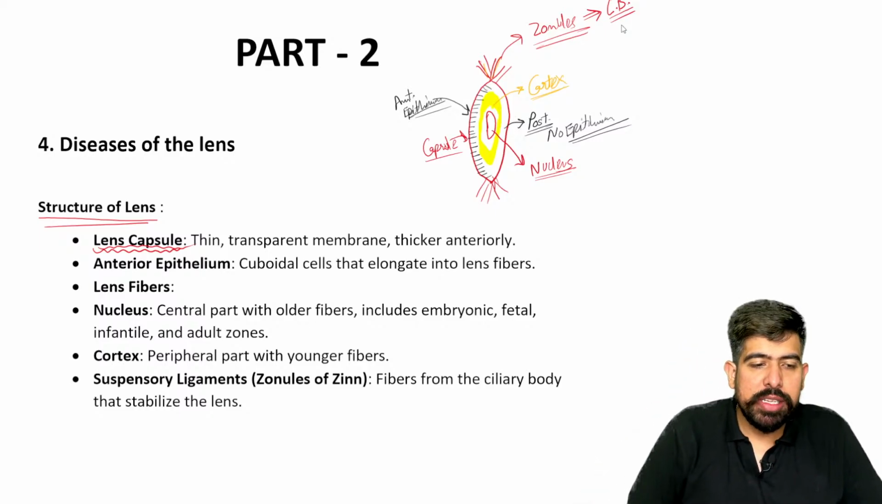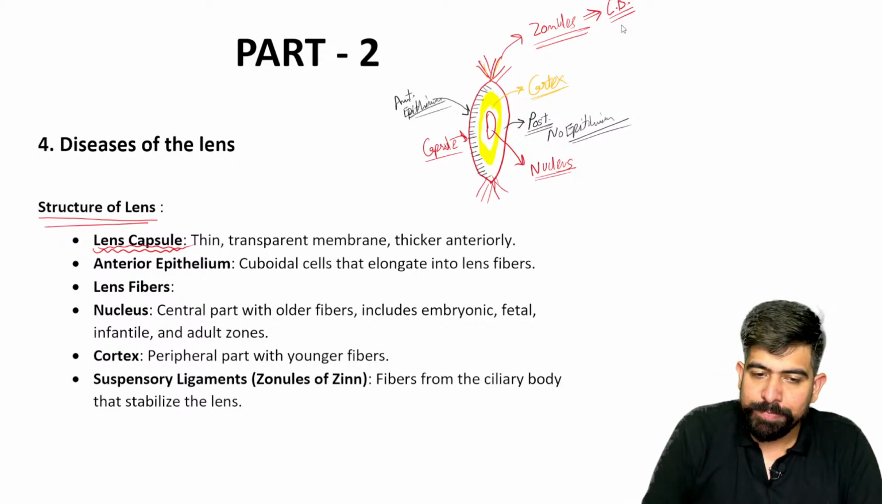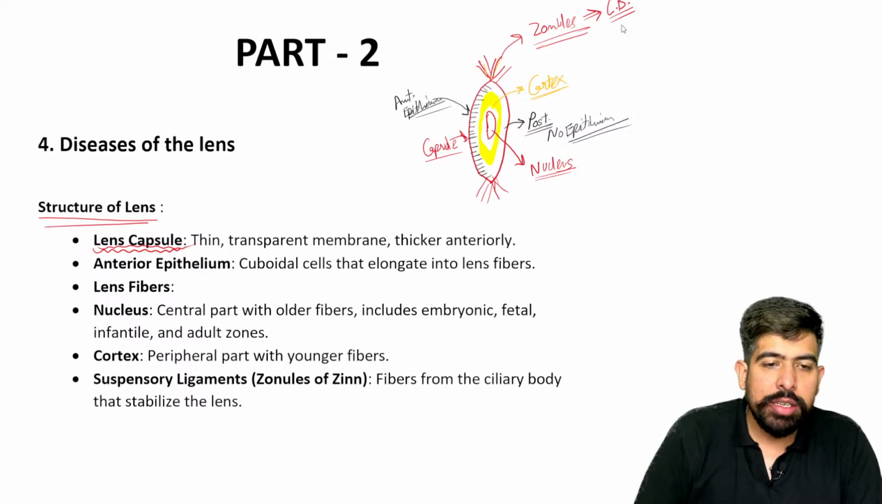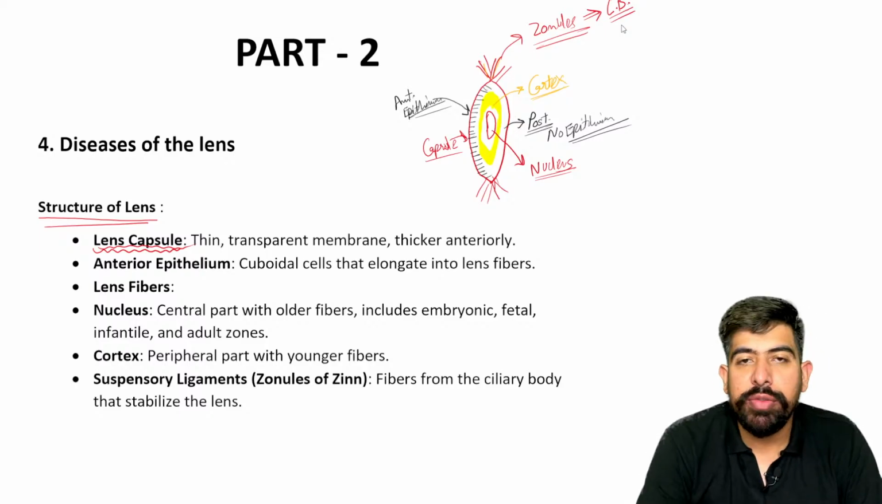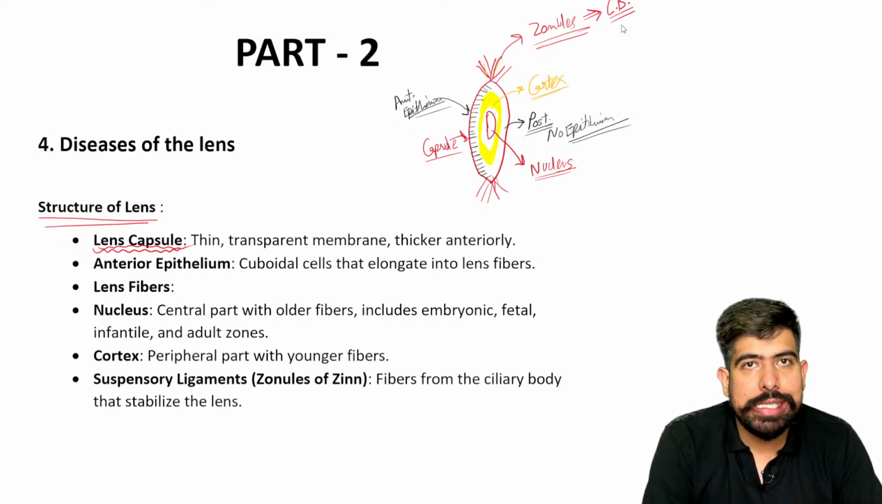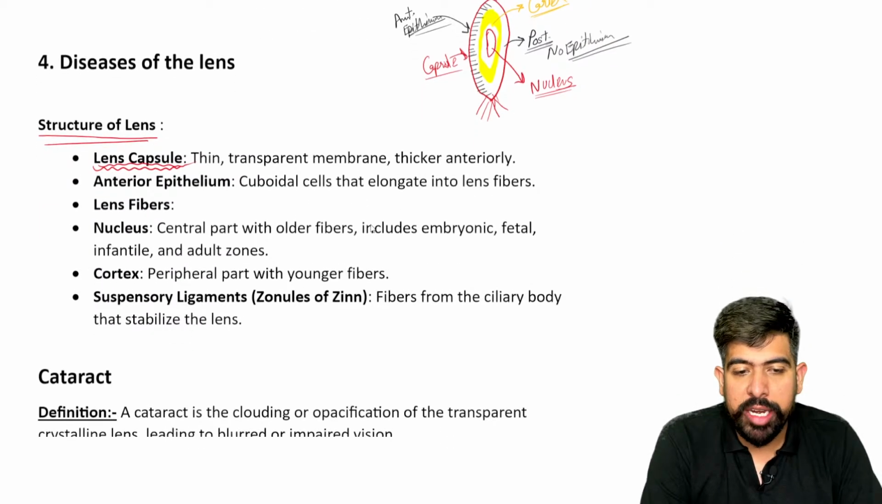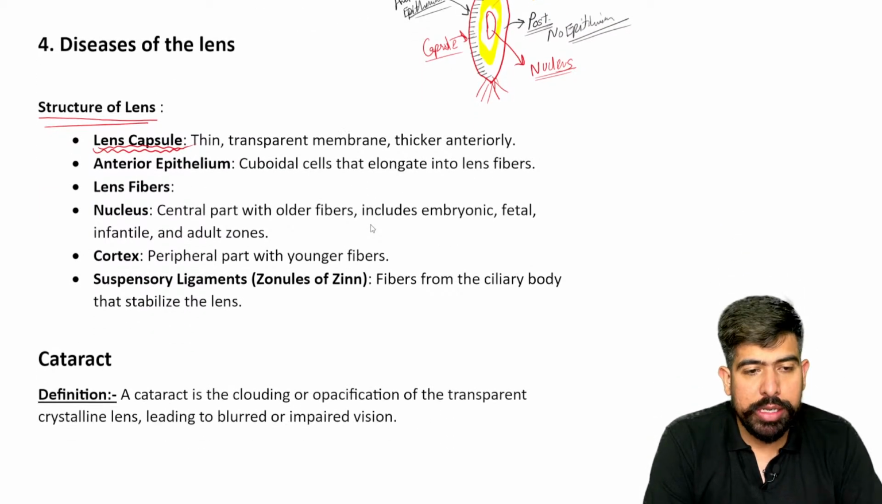The zonules of Zinn, also known as the suspensory ligament. Now, why am I talking about all these things? Because when we are talking about cataract surgery, we have to talk about these structures. So that's why this is a very important thing which you have to understand.